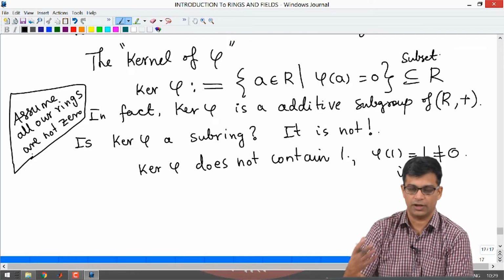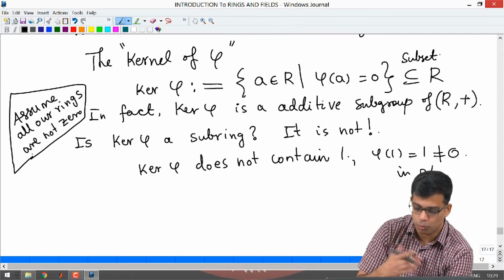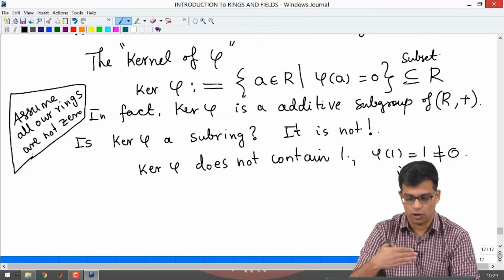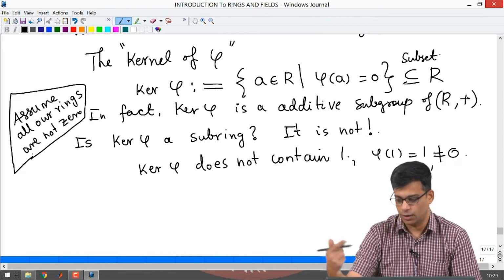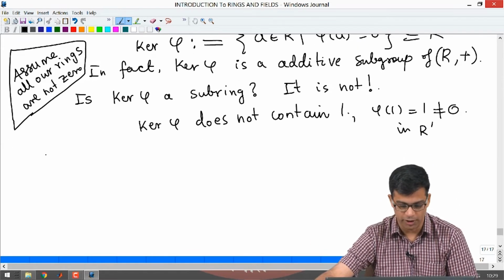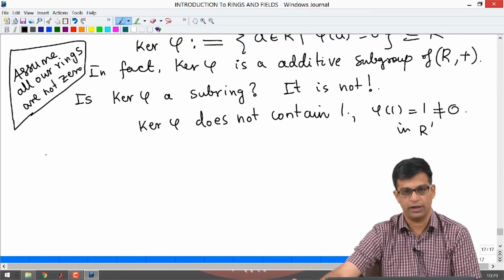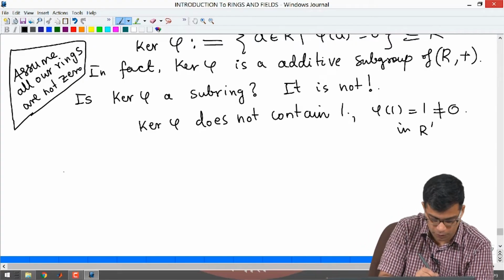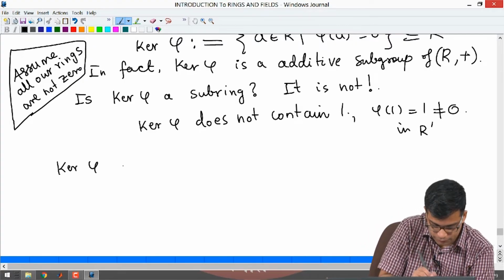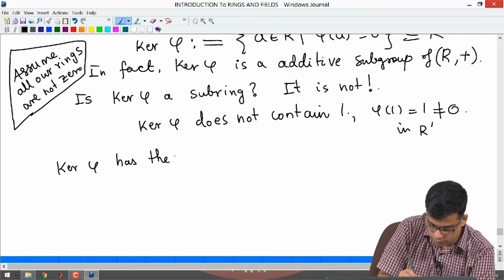So, the analogy with the kernel of a group homomorphism being a subgroup does not carry over here. It is not a subring, but it does have nice properties. In particular, in addition to being an additive subgroup, ker phi has the following property.